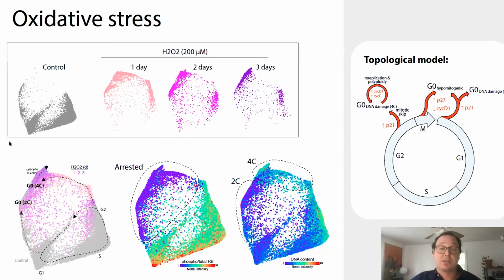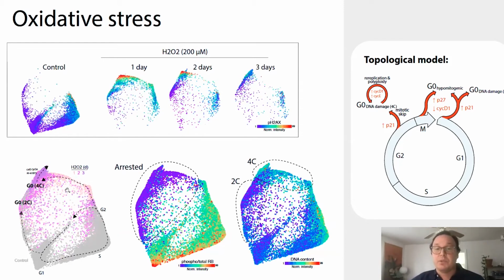And finally, we have oxidative stress. Now, the dominant cell cycle effect we observe in response to oxidative stress seems to be primarily related to its known ability to induce DNA damage. Similar to etoposide treatment, we observe cells exiting G2 with high levels of DNA damage and entering a 4C state of arrest. We also observe cells entering the 2C arrest state directly from G1.